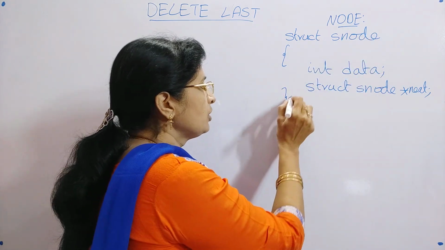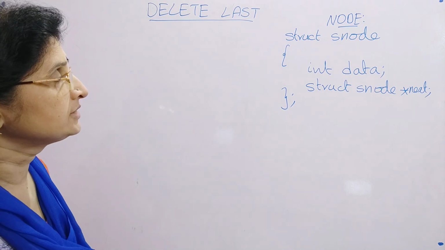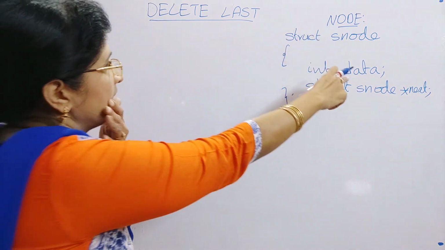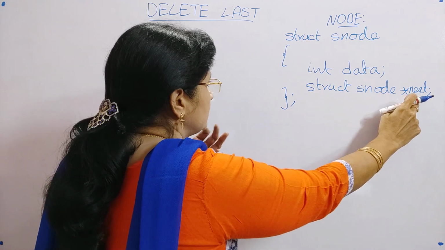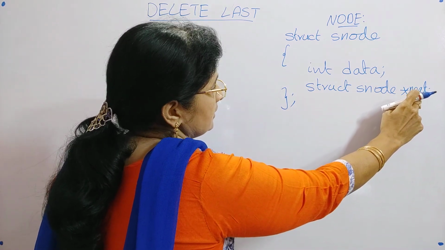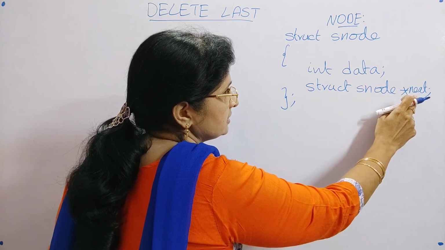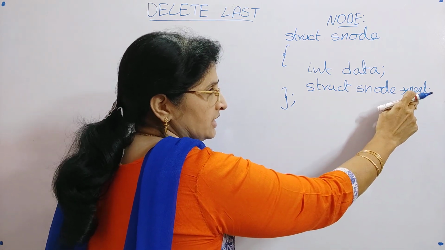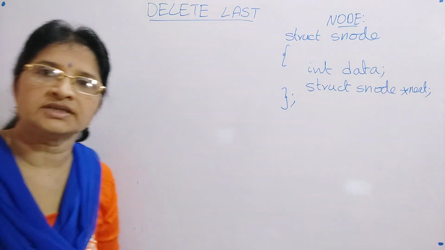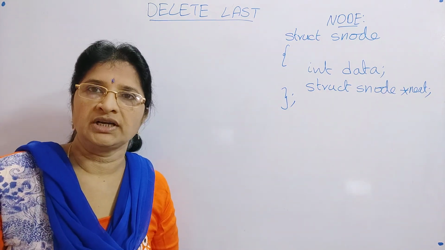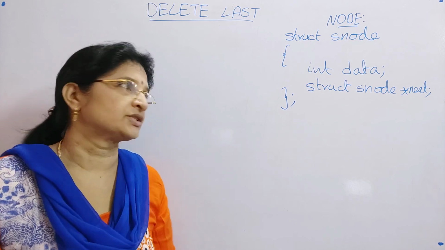So here we have two data members in this structure. One is the data that is of type integer, and another one is a pointer to the next node, that is represented as next. And what is the data type of this node? It is struct S node. So here struct S node is a user defined data type that is created for implementing a singly linked list.